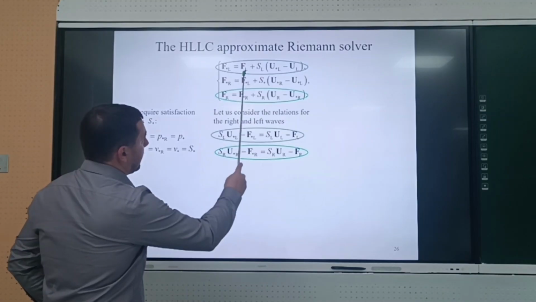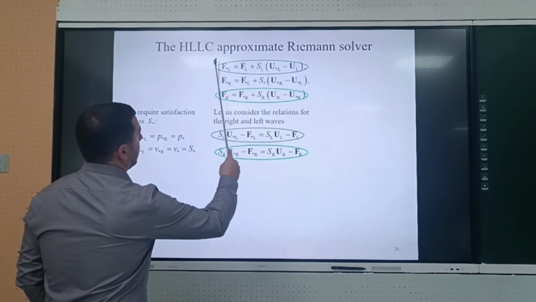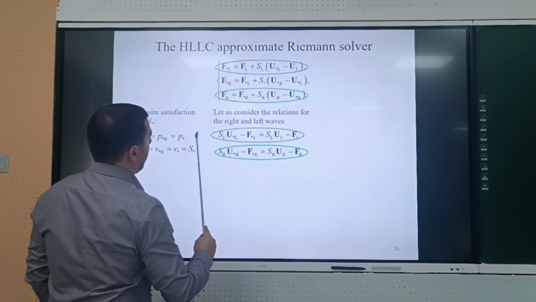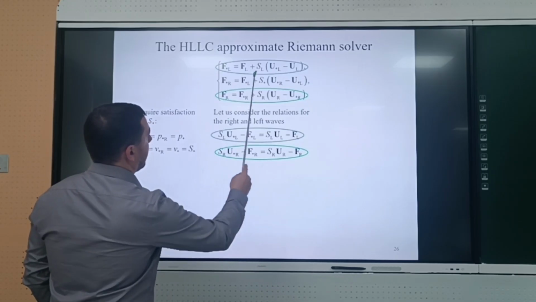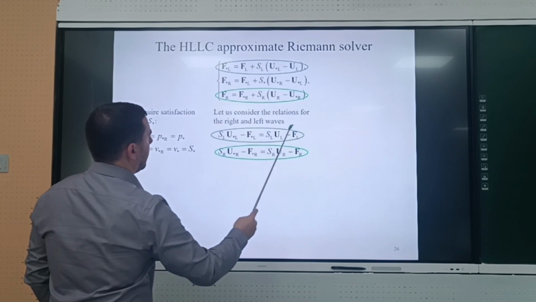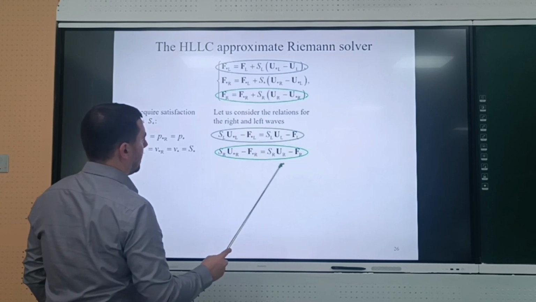the relations for the right and left waves. So we consider this one for the left wave and this one for the right wave. And again, we expand the parentheses and move some terms to the other part of the equation.